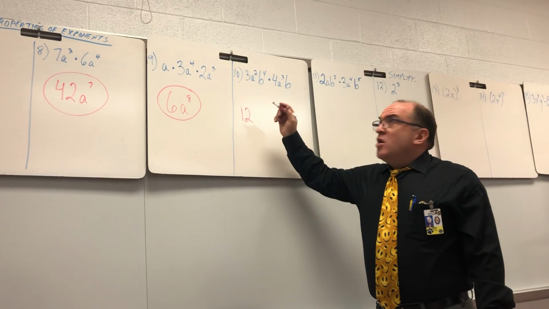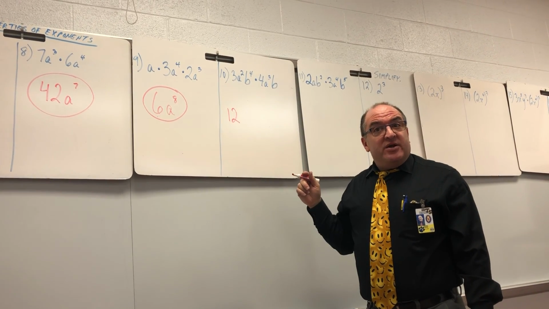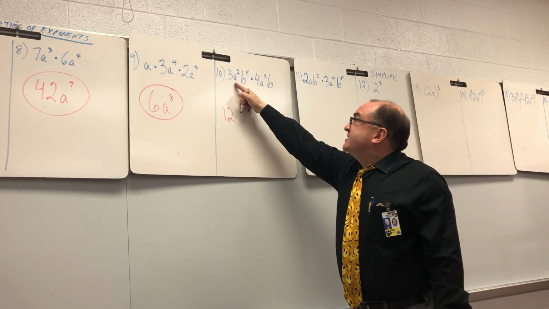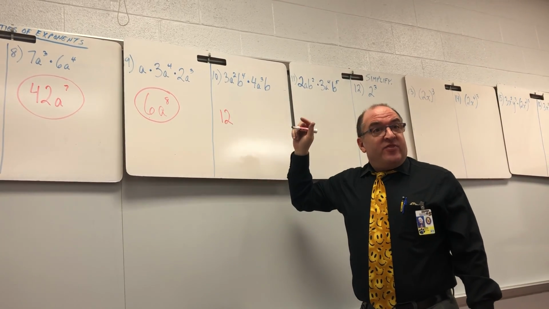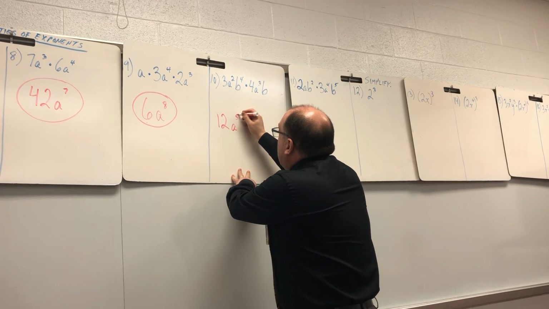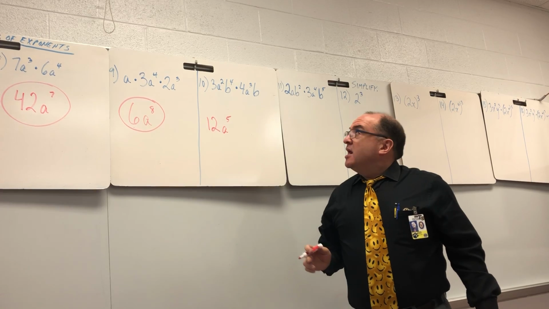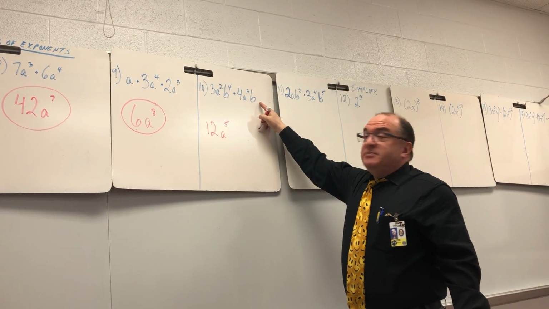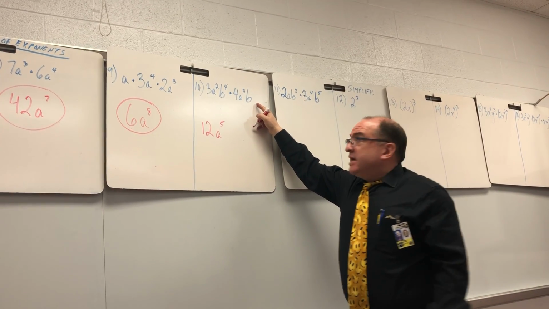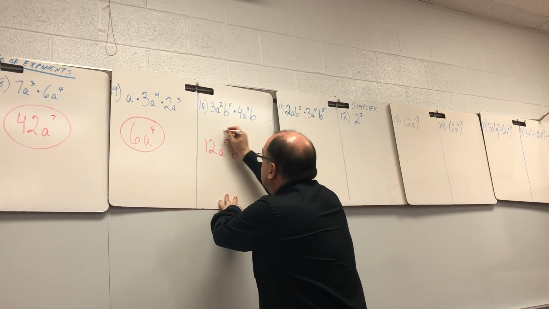But now we have two different variables, two different letters, right? A to the second times a to the third is a to the fifth. I don't combine that with the b's. I write them separately. B to the fourth times b to the first is b to the fifth. Done.